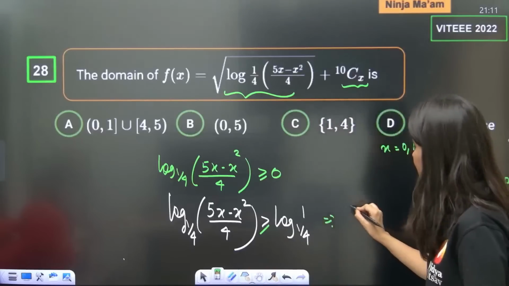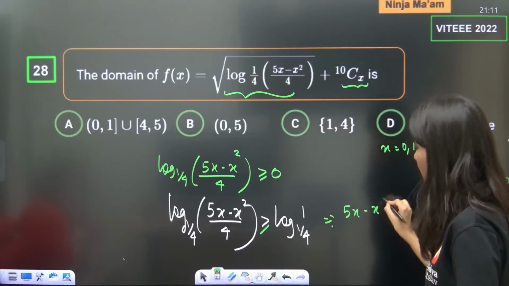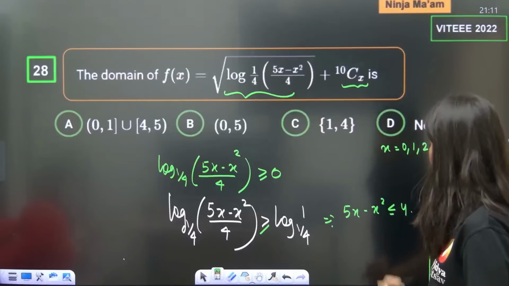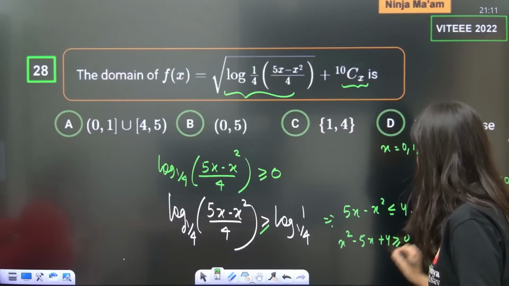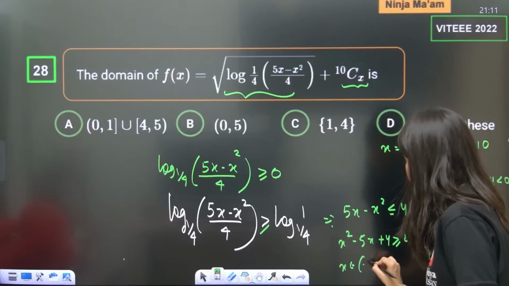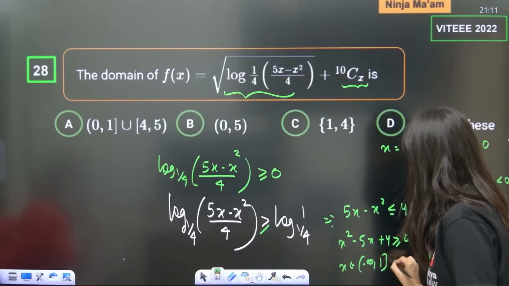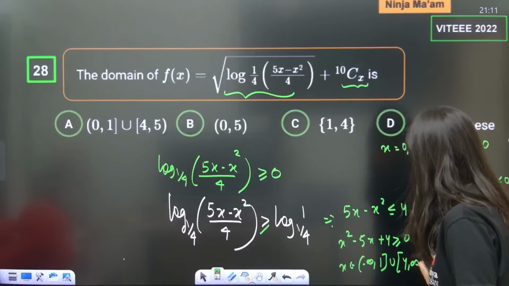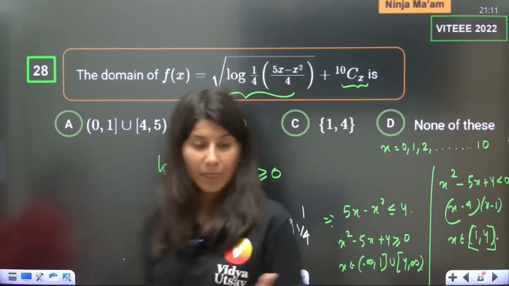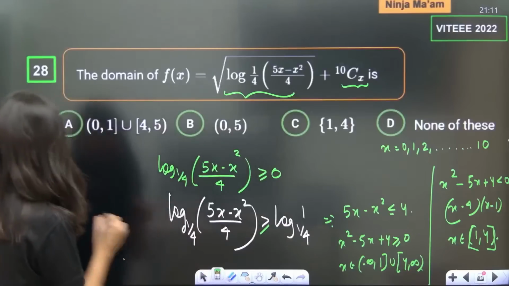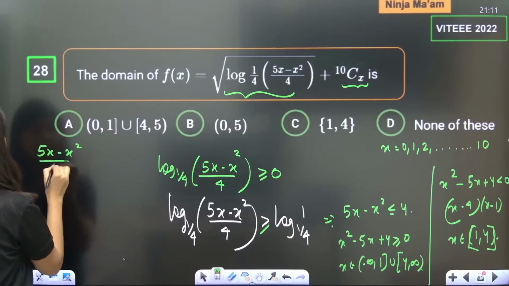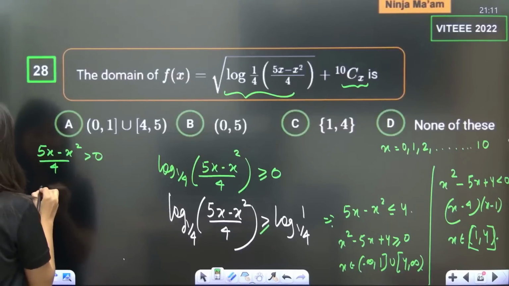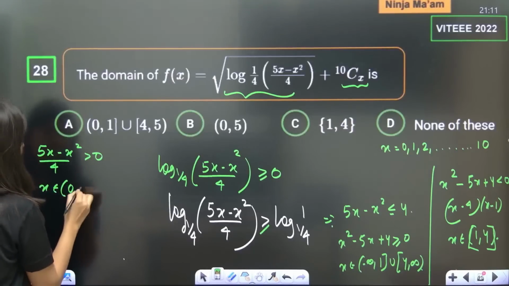See, the sign will change. 5x minus x square less than or equal to 4. So x square minus 5x plus 4 greater than or equal to 0. x belongs to minus infinity to 1 union 4 to infinity. And also one more thing, 5x minus x square by 4 is greater than 0. So x belongs to 0 to 5.